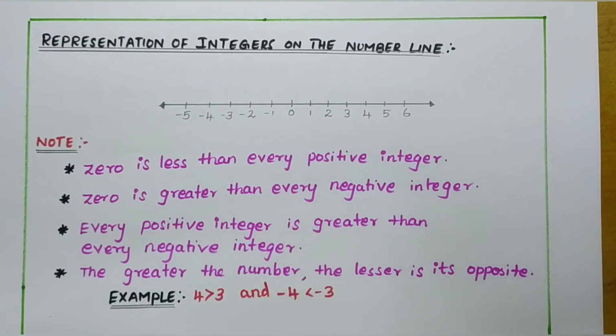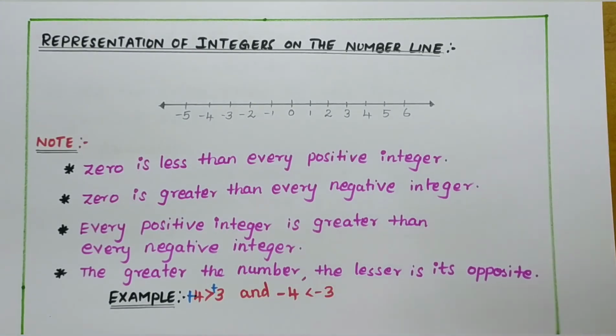The fourth point: the greater the number, the lesser its opposite. For example, 4 is greater than 3. Then the opposites change, so minus 4 is less than minus 3. Positive 4 is greater than positive 3, and the opposites are lesser, so minus 4 is lesser than minus 3.